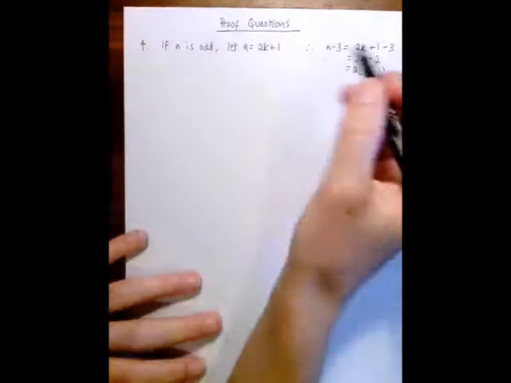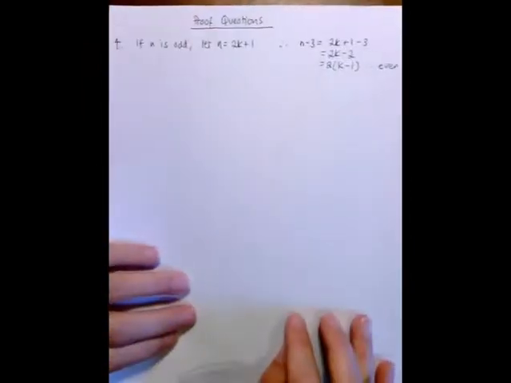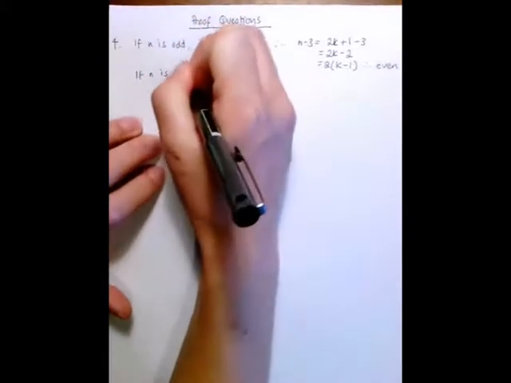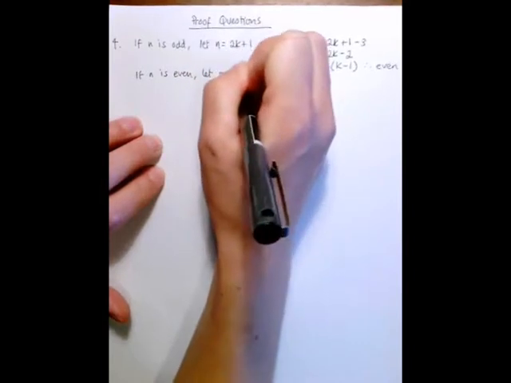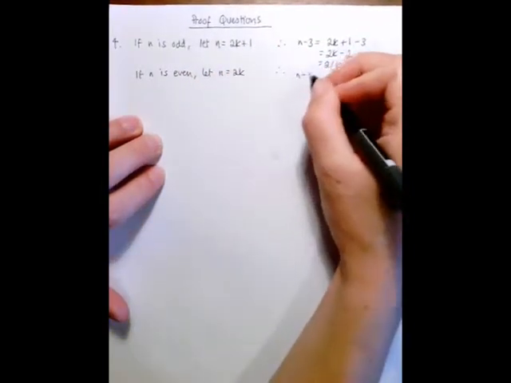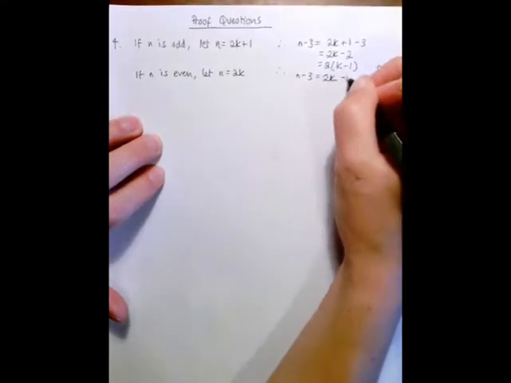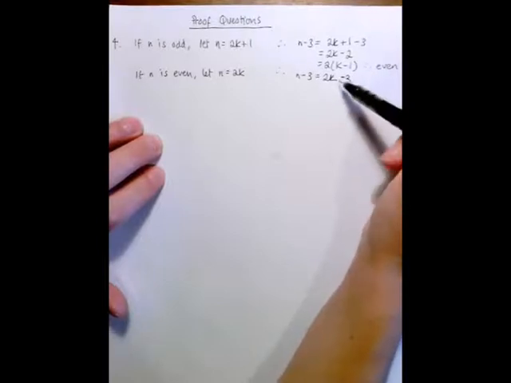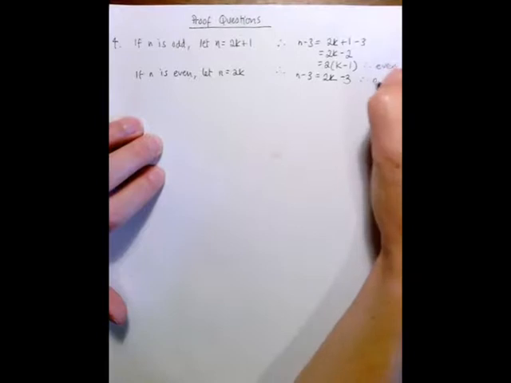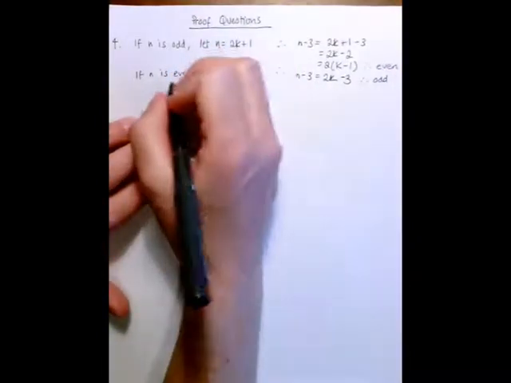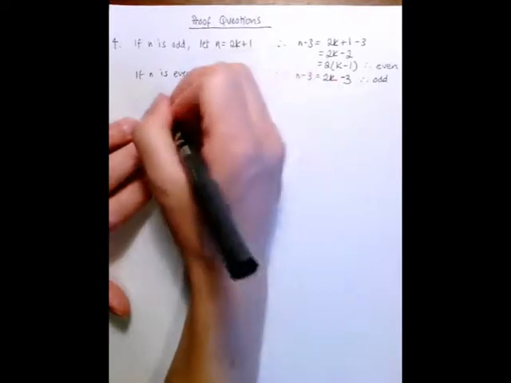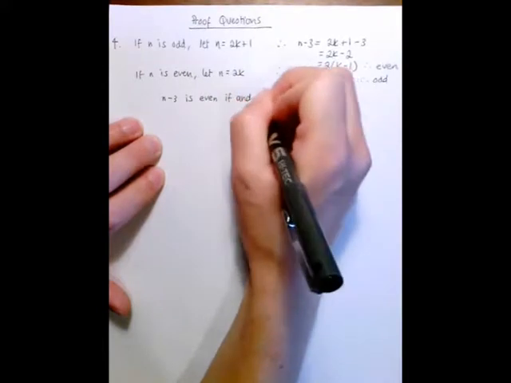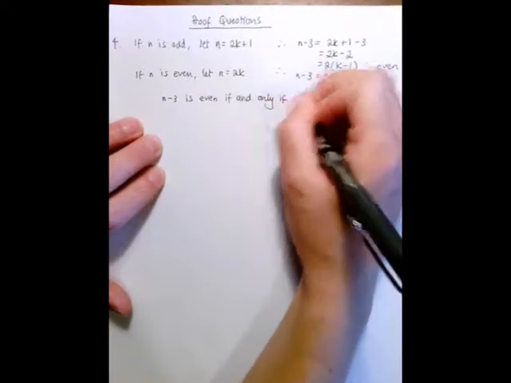Now, we need to also check what happens when n is even. So let's write down if n is even, let n equal 2k. Therefore, n take away 3 would be 2k take away 3. And then this would be odd because there is no factor of 2 that we can take out here. Odd. So we can say n minus 3 is even if and only if n is odd.